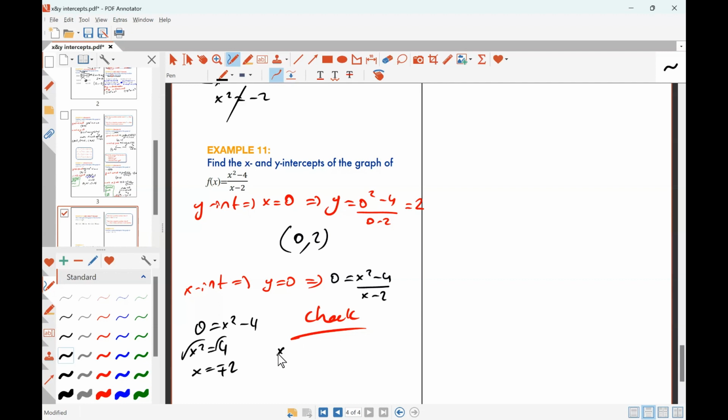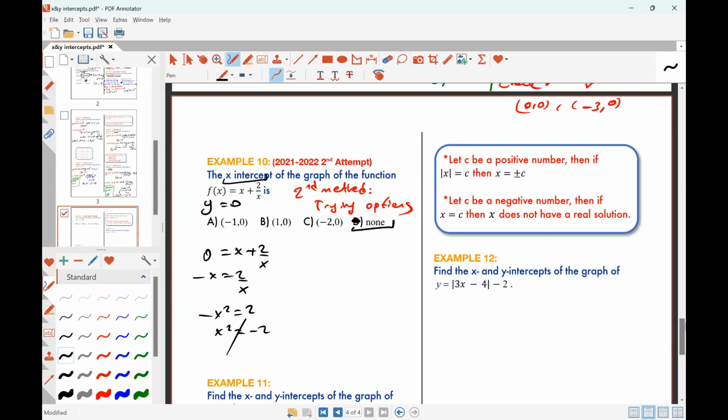So when you check negative 2, x is negative 2, negative 2 minus 2 is negative 4. It doesn't make denominator 0, so that's true. So this is our point. Negative 2 comma 0 is one of our x-intercepts. What about 2? When x is 2, check denominator. 2 minus 2 is 0, which is not possible. When denominator is 0, it's undefined. So we don't have a point for this number. So only negative 2, 0.